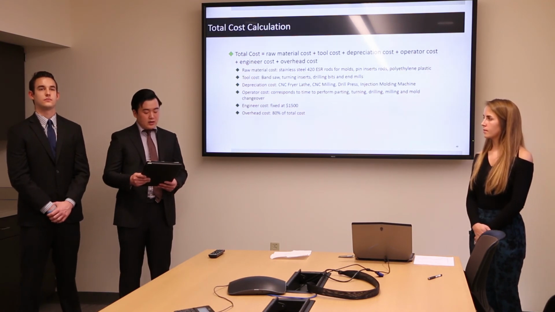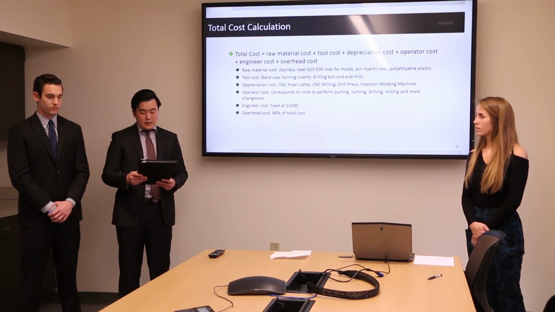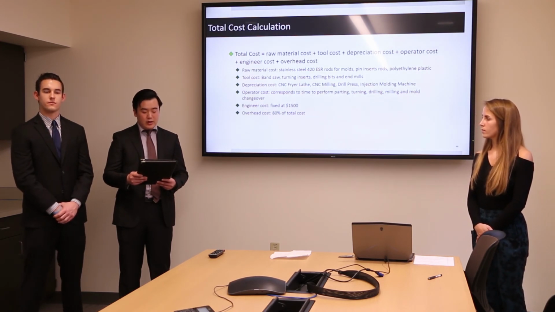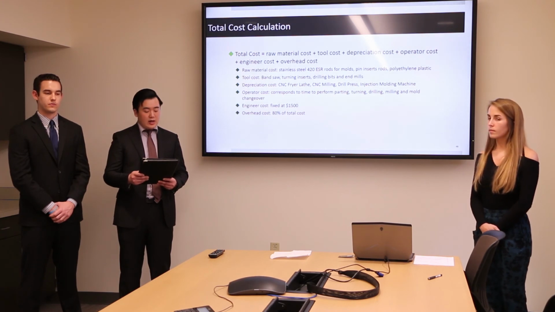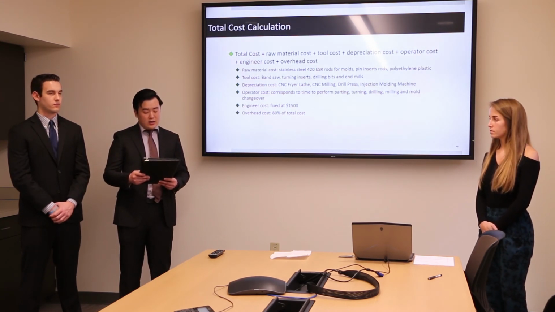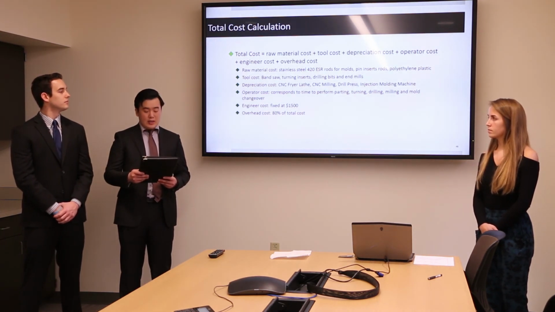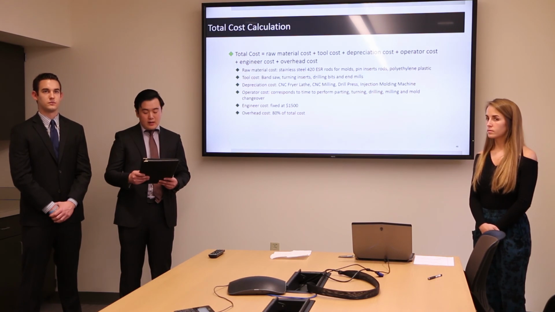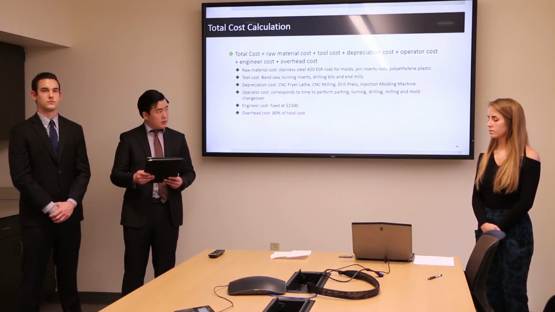While engineering cost is a fixed cost and the overhead cost is 18% of the rest of the cost, the raw material and tool costs probably refer to the information from the designated website and are put into algorithms. Depreciation costs and operator costs are broken down into dollars per minute according to the assumption of 2,000 working hours per year. Later, they are counted into the cost of their corresponding machines.